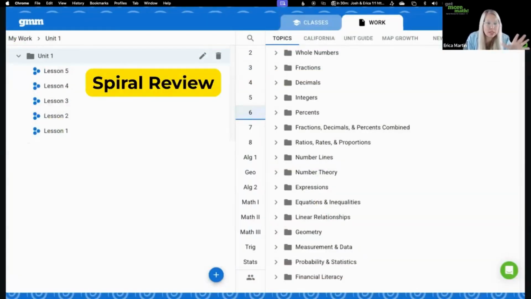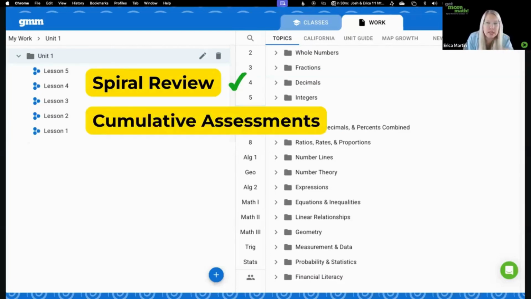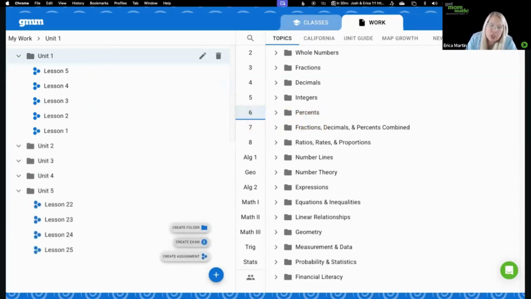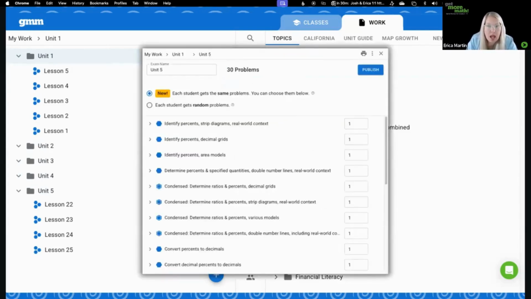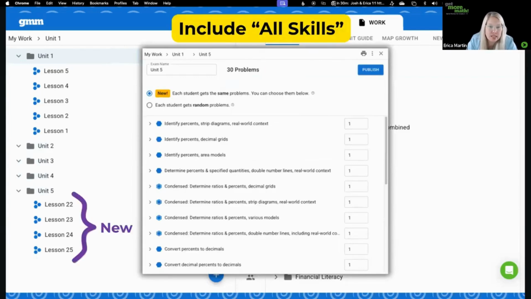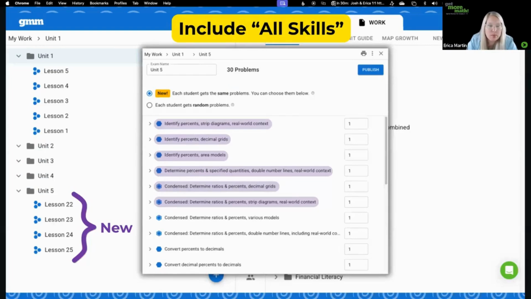Okay, we talked a little bit about spiral review, but you came here because you wanted to talk about assessments. Let me show you how simple it is to build these assessments in Get More Math. Imagine, fast forward, we're done with units 1, 2, 3, 4, and 5. So I want to create an exam on unit 5. I'm going to simply click Create Exam. I'm going to then choose all of the skills from unit 5 and pull them directly into my assessment.